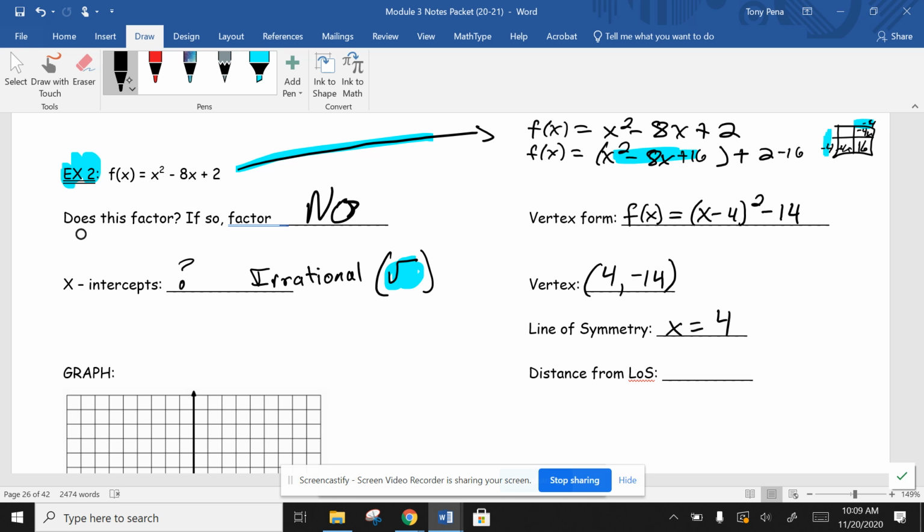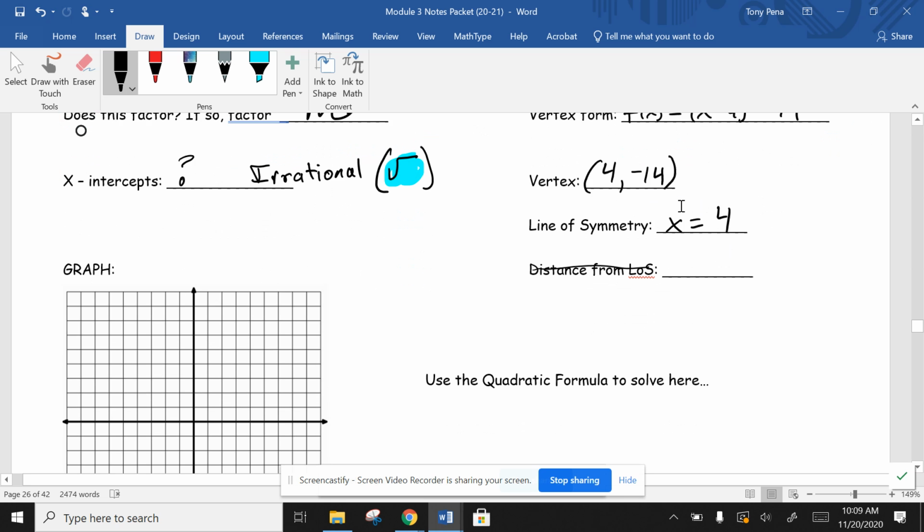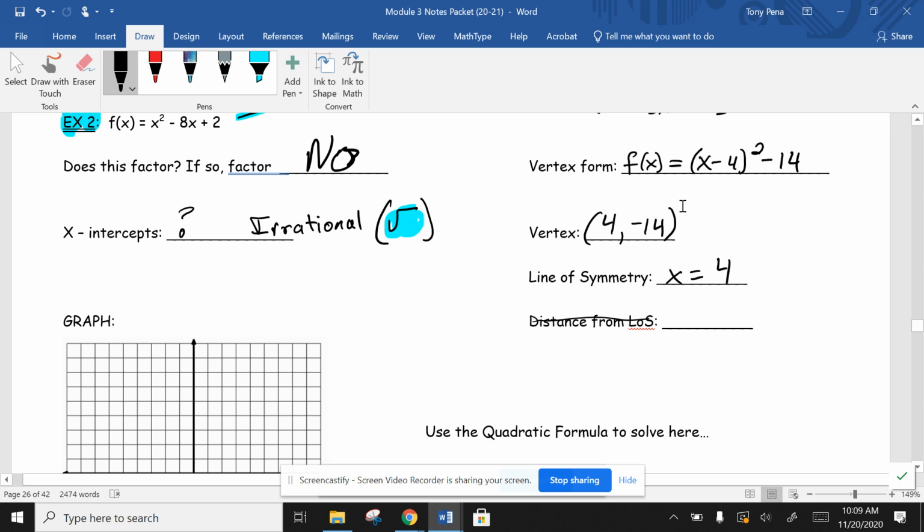And then the distance from our line of symmetry, we wouldn't be able to do that yet anyway, but we're not going to worry about it. Okay. Now, what I want us to do, though, is we're going to solve this. Let me leave that up here for a minute so you make sure we all got that.